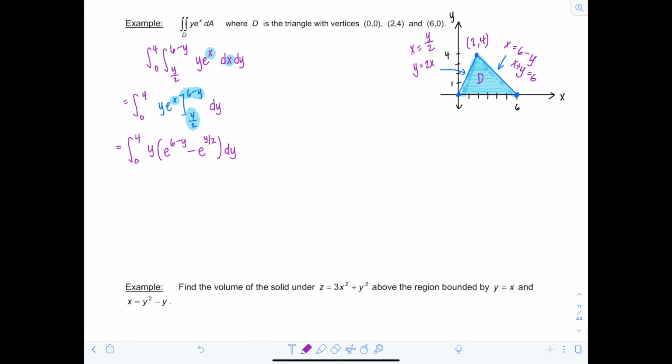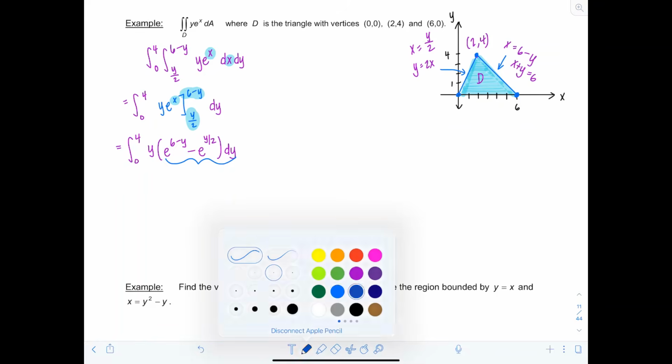So here we go. Do not distribute the y, because then you're going to need to set up 2 integration by parts problems. We can handle it all at once by letting this entire beast right here be dv. Okay, it's just going to be cleaner. Trust me on this one.